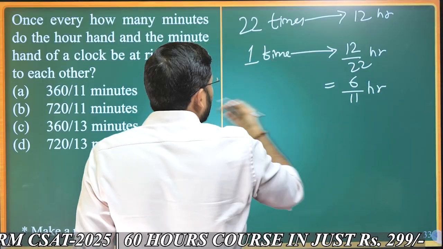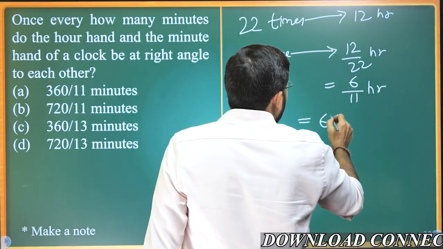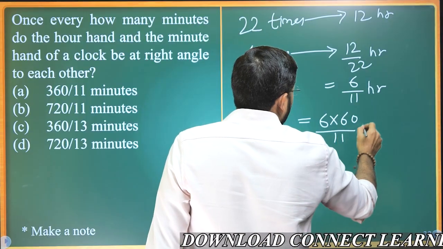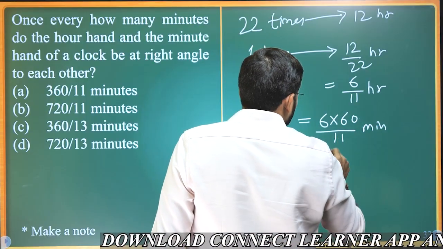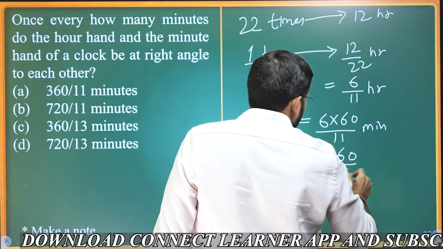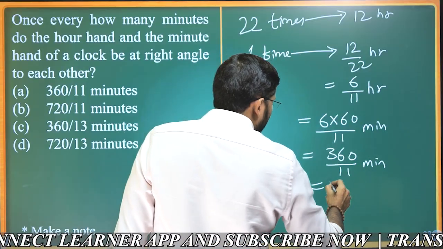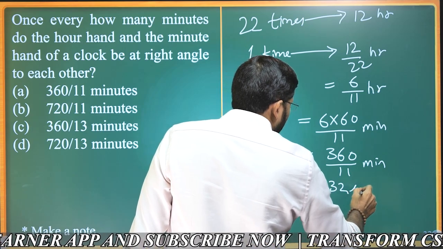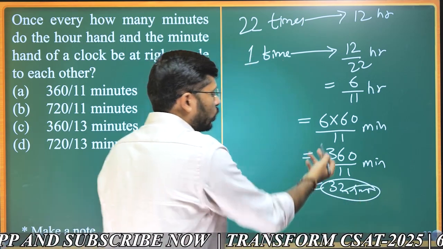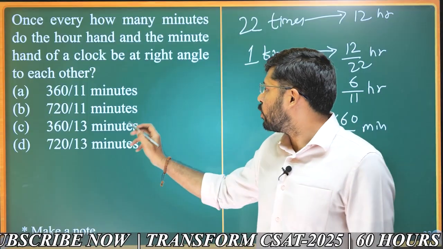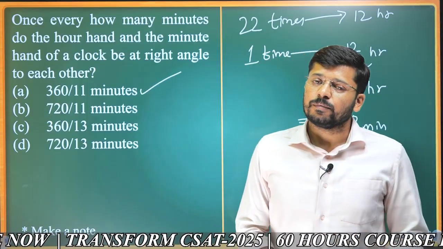Now the options are in minutes. So we will convert hours into minutes. How? 6 into 60 divided by 11 minutes. That is 360 by 11 minutes. If you do the division, I think you will get 32 point something minutes. Okay. So the answer is 360 by 11. Do we have an option? Yes, 360 by 11 minutes.